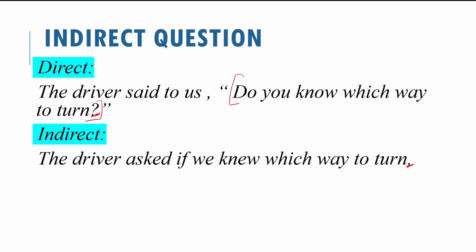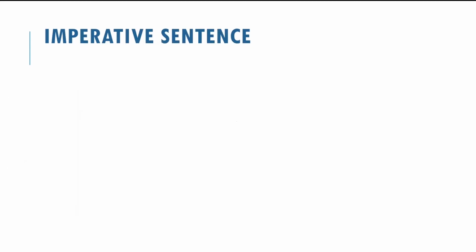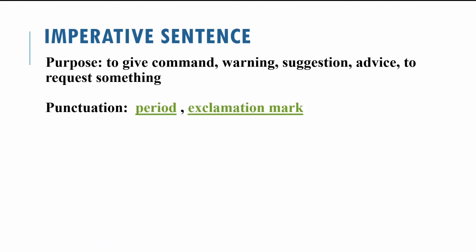So here we need to notice that sometimes the question is indirect. As we change the speech from direct to indirect, the question also becomes indirect. And remember that indirect question is a declarative statement. Next type of sentence is imperative sentence. It gives a command, a request, advice, a suggestion, a warning, or a wish.